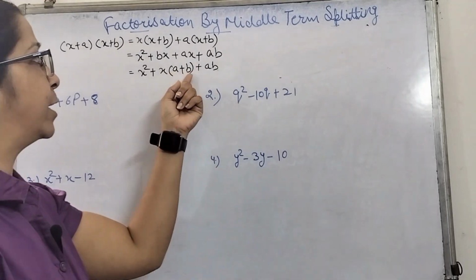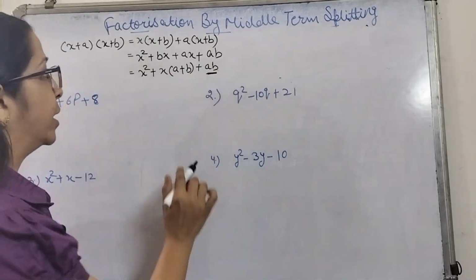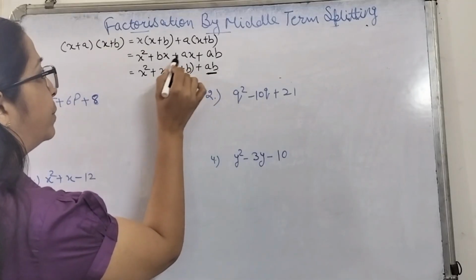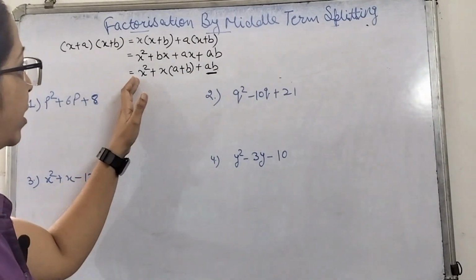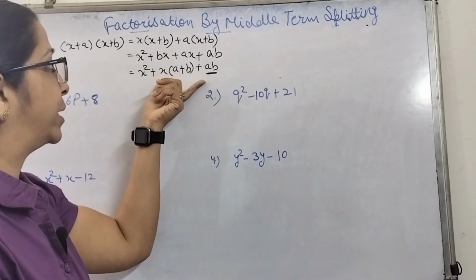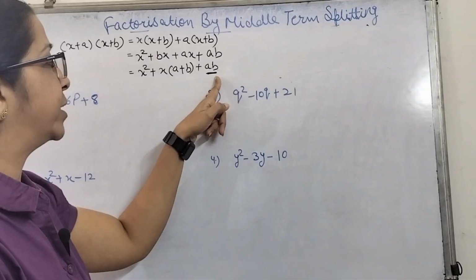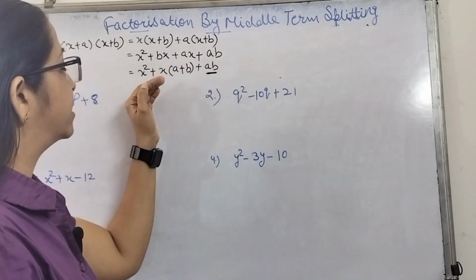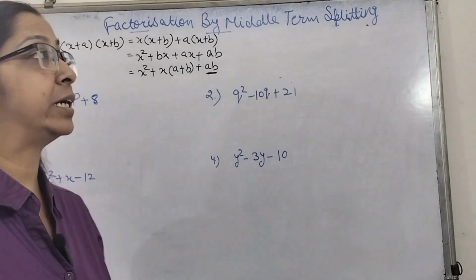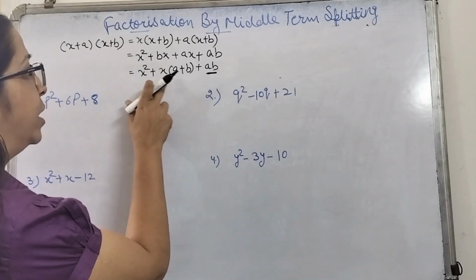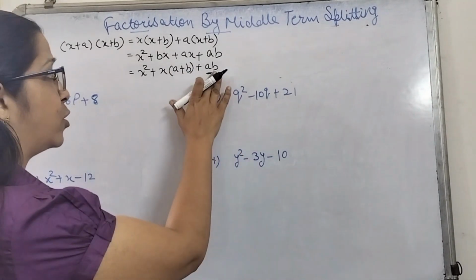Because a and b are any numbers, that means ab will be a constant term. Here a plus b will be the coefficient of x, and x square is there. So we have arranged this trinomial. It is a trinomial because three terms are there: one term, two terms and three terms. We have arranged it in descending order of their degree. Here the degree of this term is 2, here the degree of this term is 1, here the degree of this term is 0 because it is a constant term.